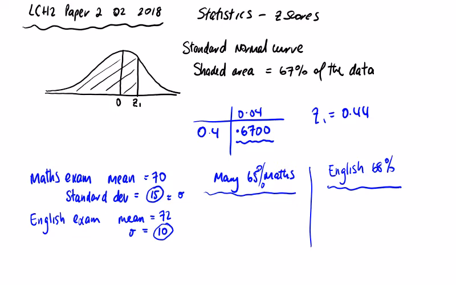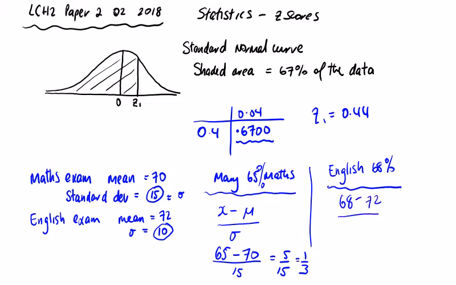Now there is a Z-score test we can do. It's X minus mu over sigma, where X is the test statistic, so we're testing 65, minus the average, 65 minus 70, over 15, which you can see that's where that 5 over 15 is coming from, which is 1 over 3. And for English, she got 68, we're testing it against an average of 72, and a standard deviation of 10, which is 4 over 10.